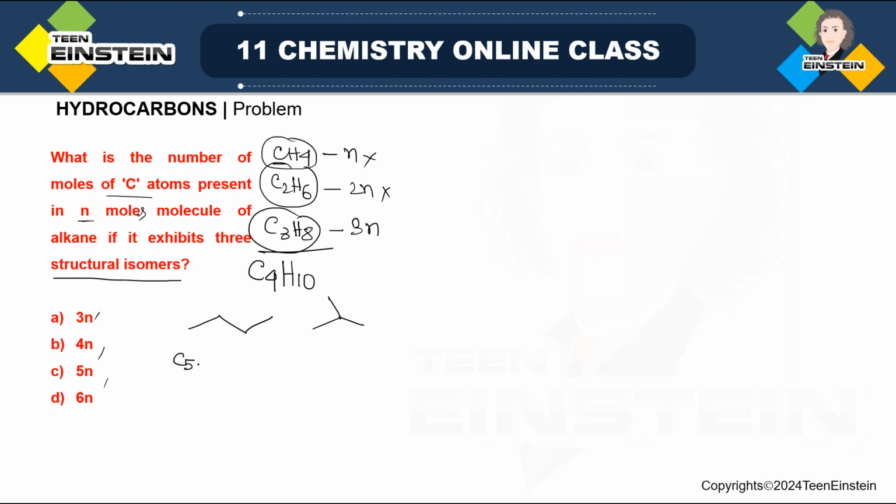Now if you consider the next member, C5, remember the formula is CnH2n+2. If it is 5, then it will be 12: 5 into 2 is 10, plus 2, 12. Now for C5H12, there are basically 3 structural isomers possible. All of this we have already seen. This is the first possibility. The next possibility is isopentane. And the third possibility is this one. Fine. So this will be our correct answer. If you have n moles of C5H12, there must be 5n moles of carbon atoms. So 5n should be the correct answer.